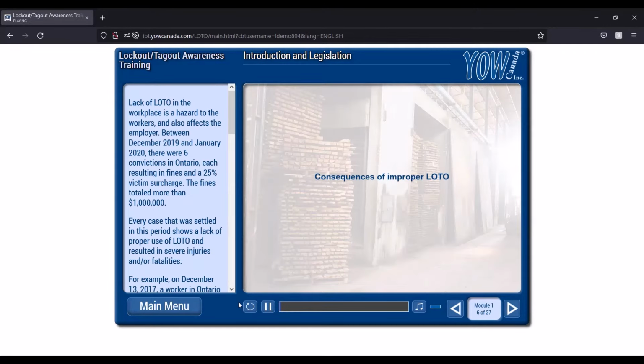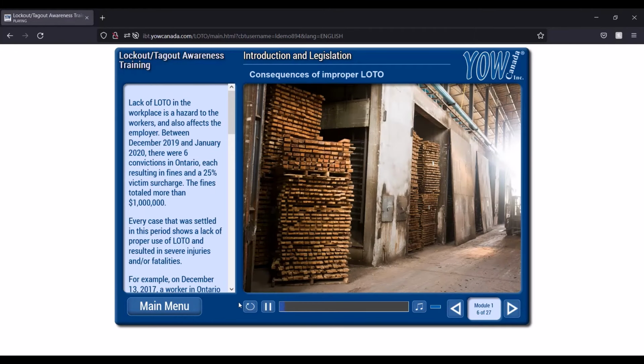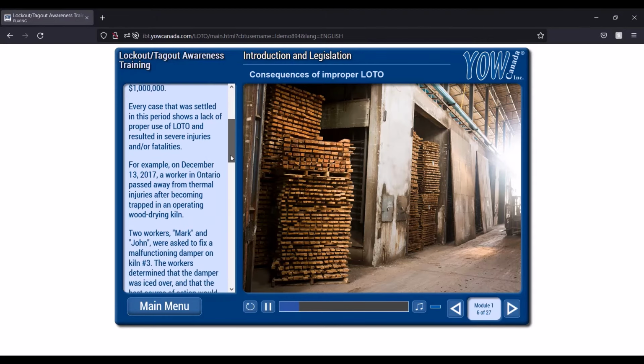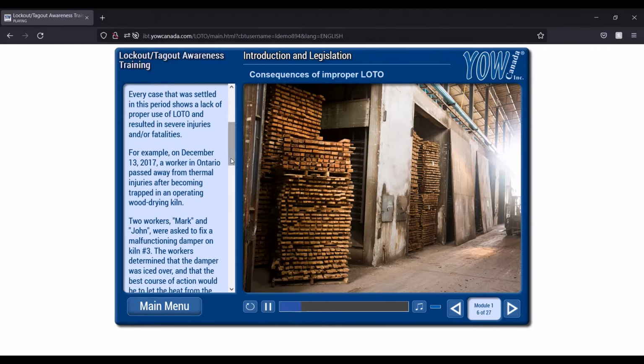Consequences of improper LOTO. Lack of LOTO in the workplace is a hazard to the workers and also affects the employer. Between December 2019 and January 2020, there were 6 convictions in Ontario, each resulting in fines and a 25% victim surcharge. The fines totaled more than $1 million.